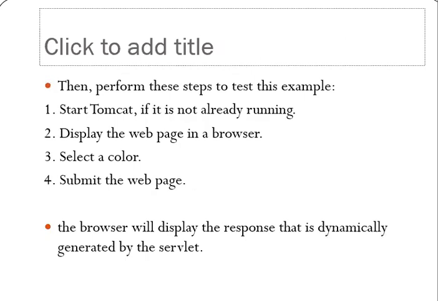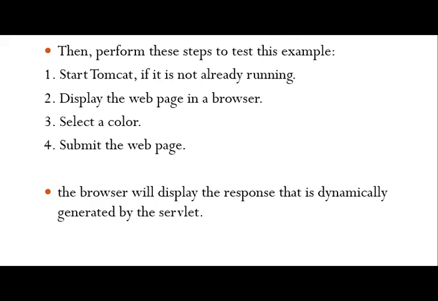So in order to perform this particular task, what we have to do is start the Tomcat. If it is already running, no need. Then we'll open the browser, select a color, and submit the web page. Now the browser will display the response that is dynamically generated by the servlet.